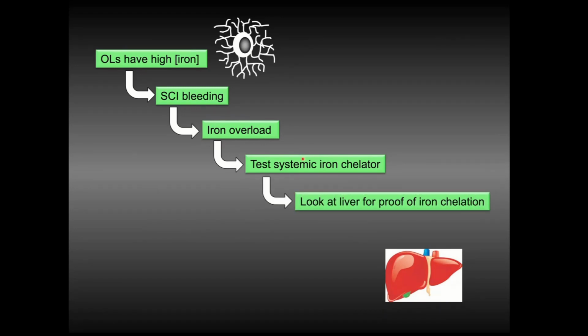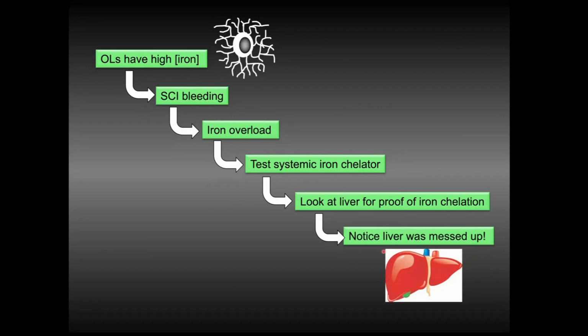But Andrew had the good idea to look at the liver just as a proof of concept, because the liver is the highest iron containing organ in the body. And if this chelator was working, we should see reduced iron within the liver. So Andrew looked at the livers of some of his animals that he'd given the chelator to.